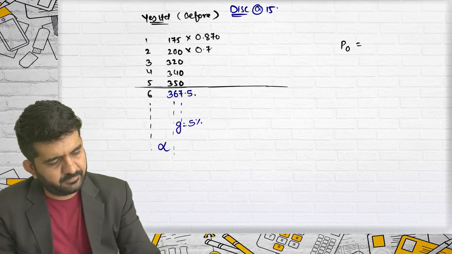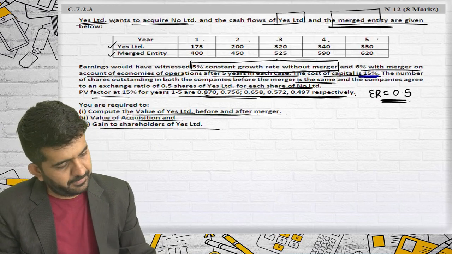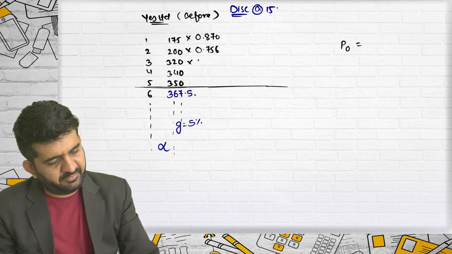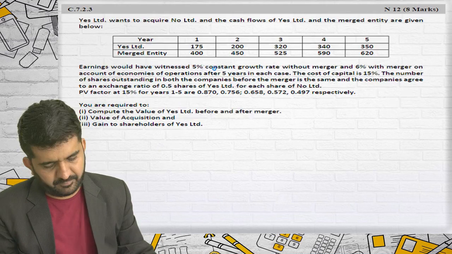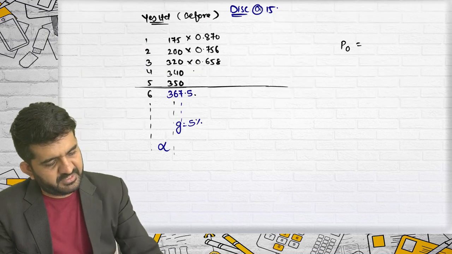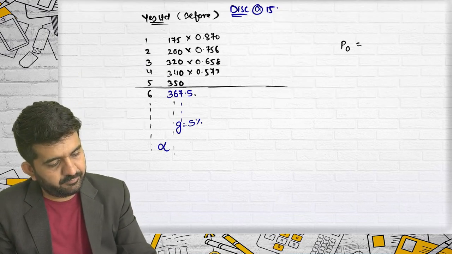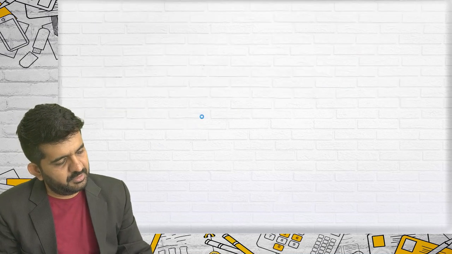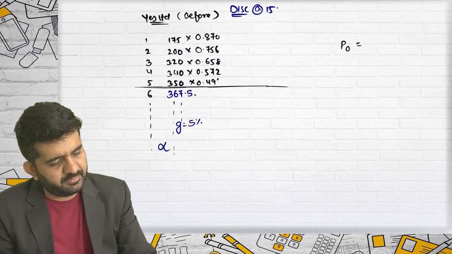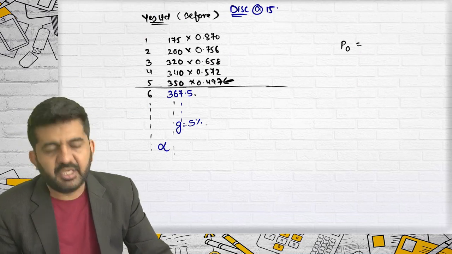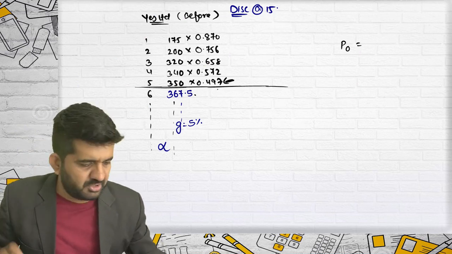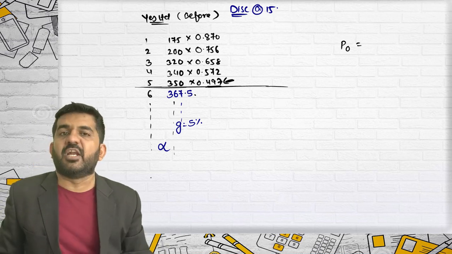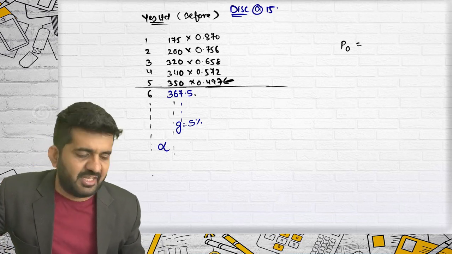0.756, 0.658, 0.572, 0.497. And believe me, this figure is nothing but 1 divided by 1.15 raised to 5. This figure 0.497 is just directly given to me.